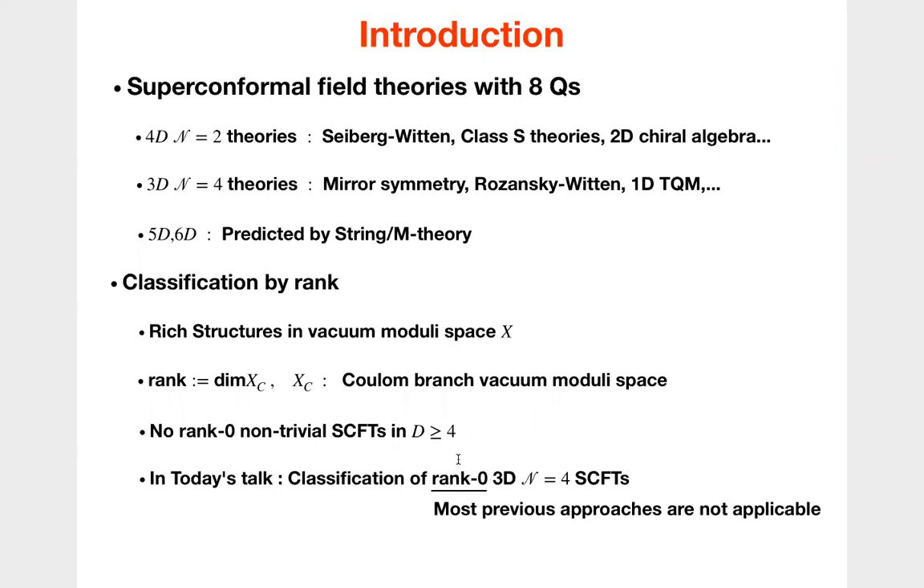In these rank zero cases, because there is no Coulomb branch or Higgs branch, the conventional approach does not work. The conventional approach is largely based on assuming the existence of the Coulomb branch or Higgs branch, and studying the geometric structure of these branches to understand the supersymmetric conformal field theories. But in our case, there is no such branch, so it doesn't have any geometric invariant on these Coulomb branches. So most of the previous approaches are not applicable to study such systems.